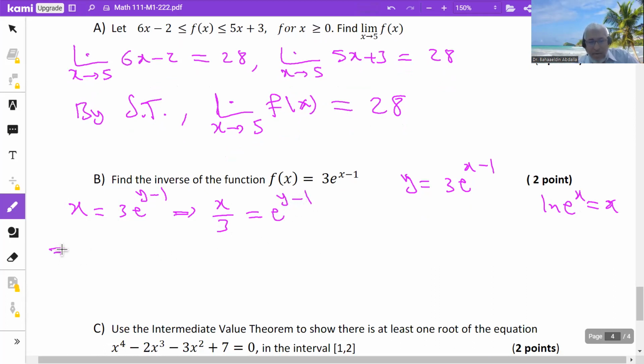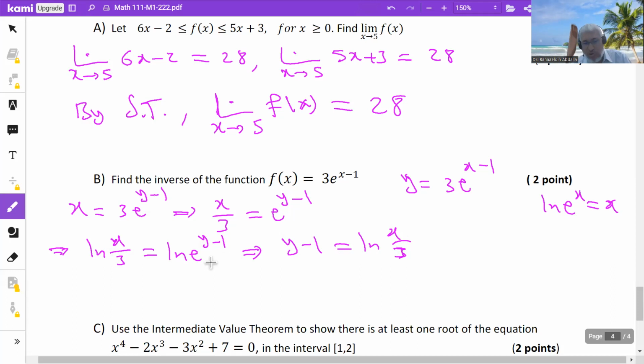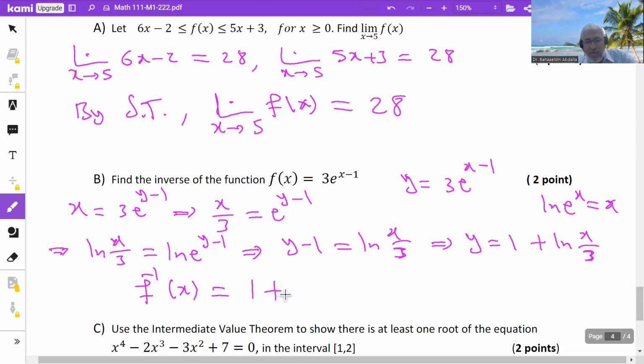And now I take the ln of both sides. And ln of e^(y minus 1): ln cancels e now, and I have y minus 1 equals ln of x over 3. I just wrote the right-hand side as the left-hand side. If 1 equals 2, you can write 2 equals 1, there's no problem. Now I take 1 to the other side. So y would be 1 plus ln of x over 3. And we solved the equation for y. So that's the inverse function. F inverse of x is 1 plus ln of x over 3.